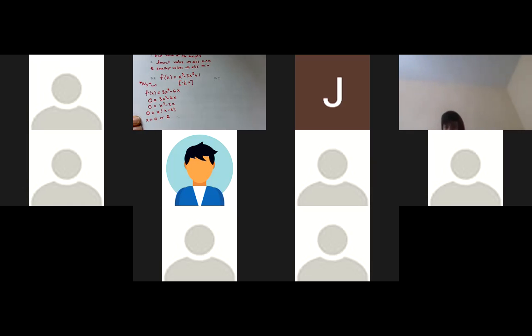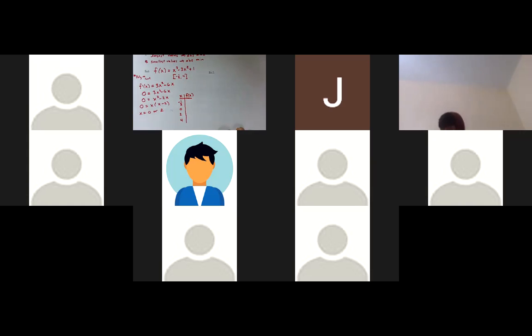So what I'm going to do now is make a table. This is my x, this is my f of x. I need to now find the values. I'm going to start with, because I'm also going to check the endpoints, negative 1/2. I'm going to put 0, I'm going to put 2, and I'm going to put 4. Those are what I'm checking.